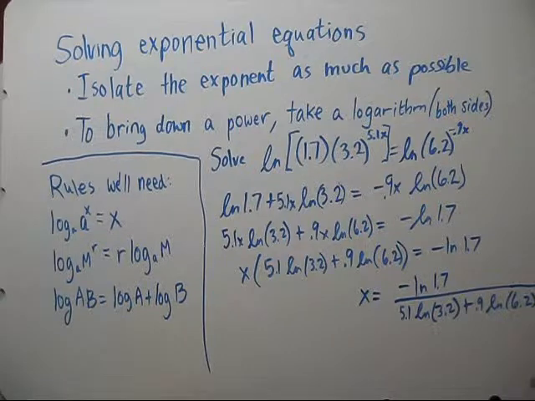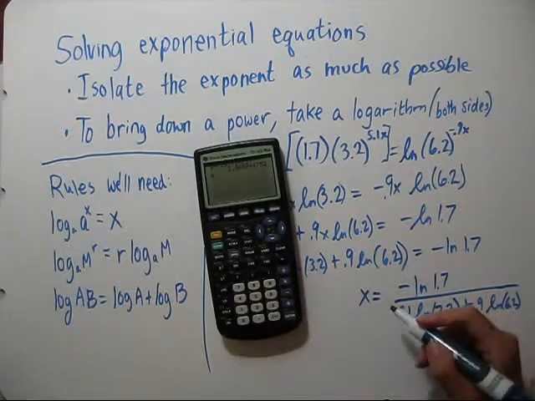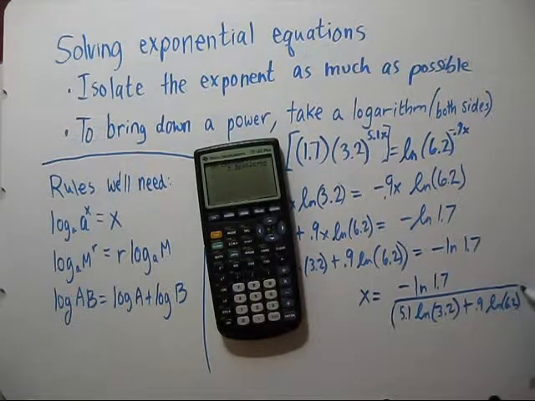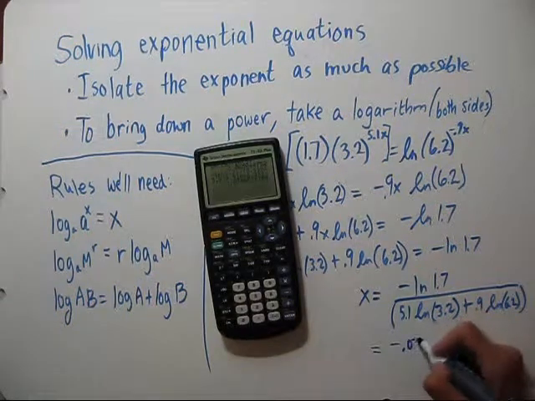There's the answer. Let's get a decimal representation on it. Be sure you tell the calculator about the parentheses around the entire denominator. We get negative 0.070.